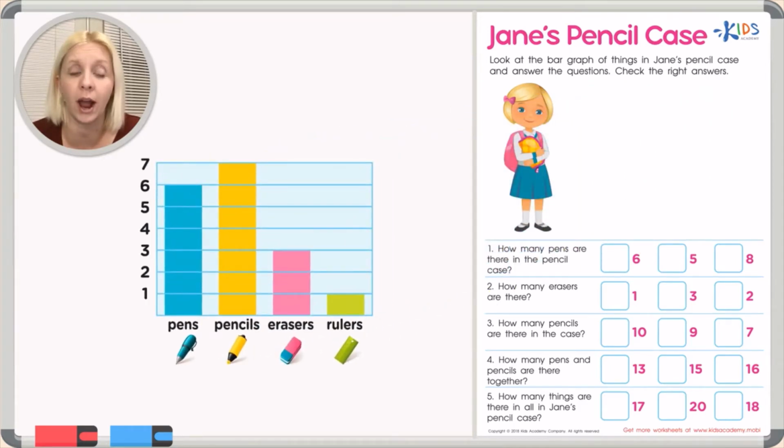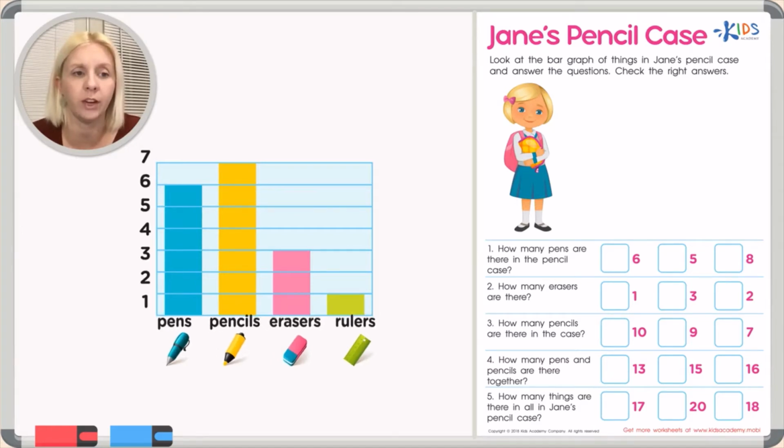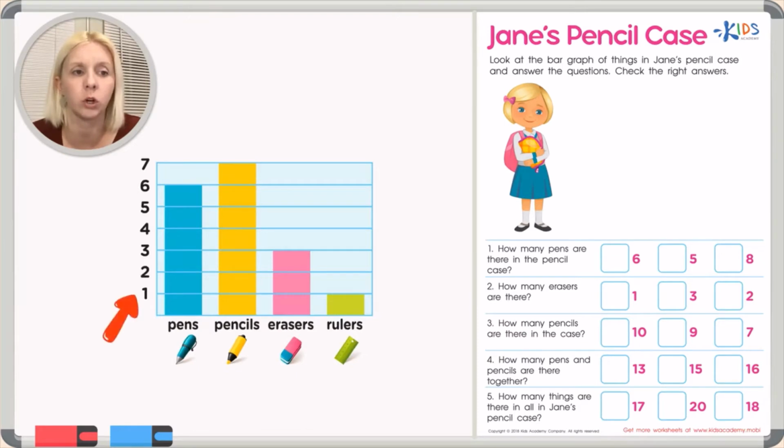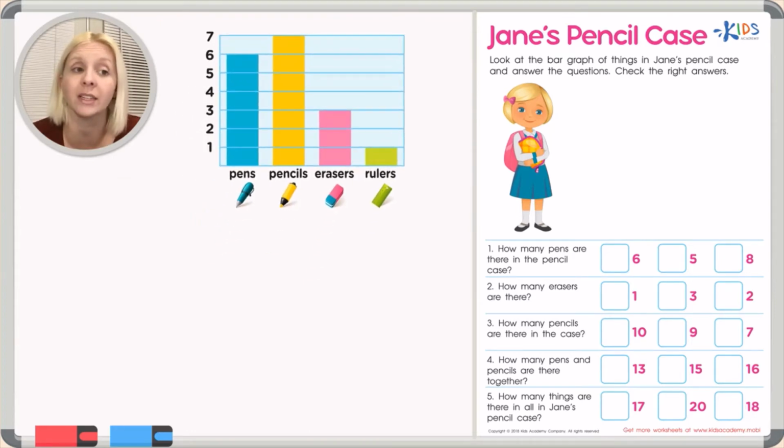A bar graph is a graph that represents information. So let's look at both sides of this graph here. The first side has some numbers, starting 1, going all the way up to 7. This side down here has different categories, and the categories are pens, pencils, erasers, and rulers. So these are the things that are in Jane's pencil case, and these bars go up to different numbers, like pens goes up to 6, pencils go all the way up to 7. So each one of these represents a different number, and that tells us how many things are in her case.